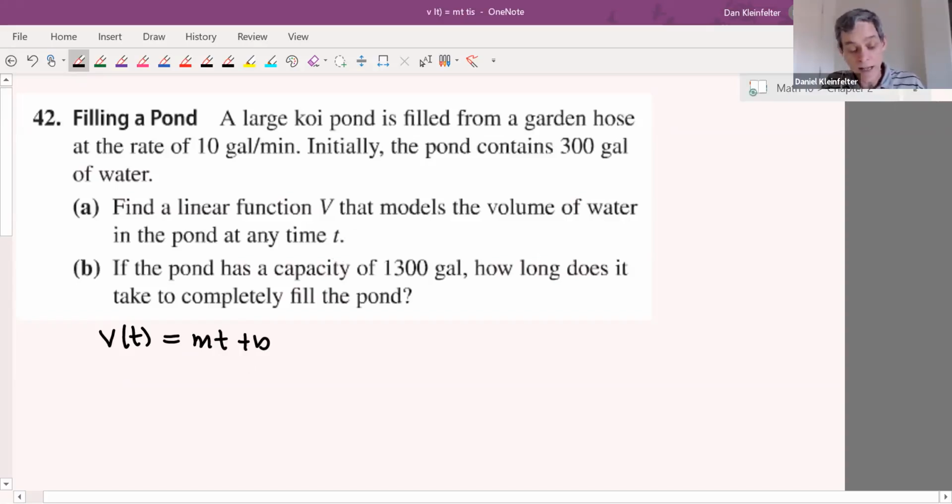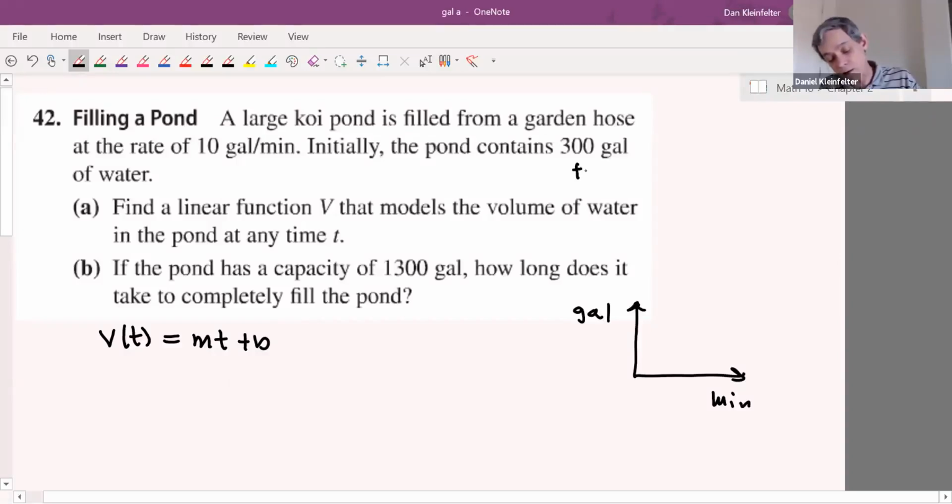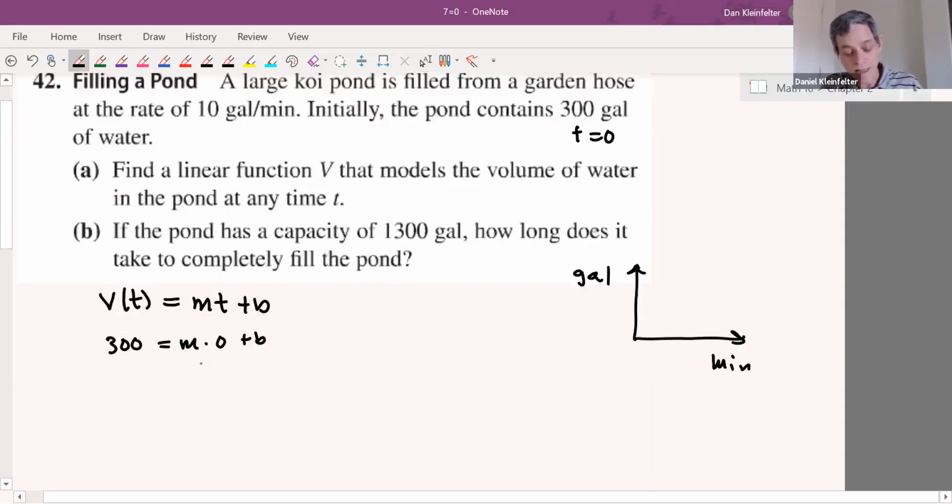Okay, so that's it. We're told basically that the input is time in minutes, and then the volume is in gallons, right? So we're told that initially, that is when time is 0, the volume is going to be 300. So 300 will be m times 0 plus b. So that means that b has to be 300. So we have our y-intercept already.